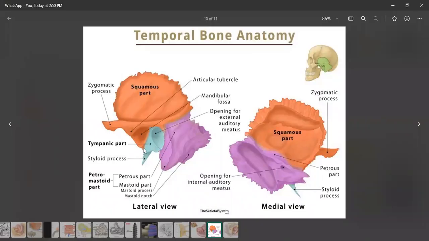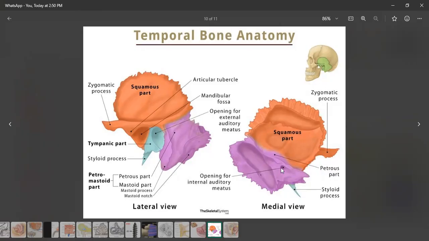And you have this tympanic part. Okay, so this is the tympanic part. So this tympanic part is this triangular area. And then below the tympanic part, you have the styloid process. Okay, then looking at it from the medial side, you have the squamous part here. This is the squamous part, right? And then here you have the petrous part.